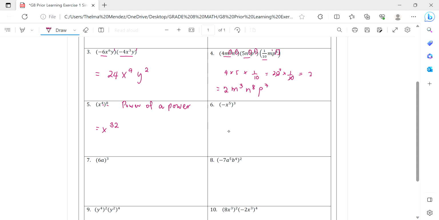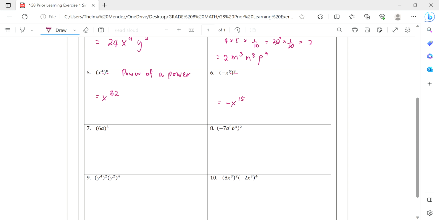This is also an example of power to a power. So we have, if we raise negative 1, that's still negative. X raised to 5 times 3, 15. Okay, again, this one is power of a product. So we will use here the distributive property. This is our product. We're getting the power of that product. So we will distribute the powers to the factors.